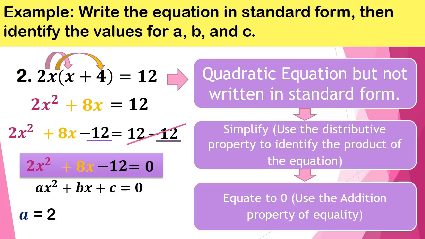So the value for a is positive 2, since the coefficient of x squared is 2. The value for b is 8, since the coefficient of x is 8. And the value for c is negative 12. Now, let's proceed.